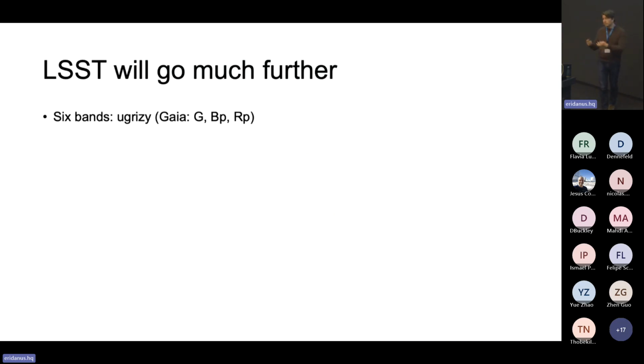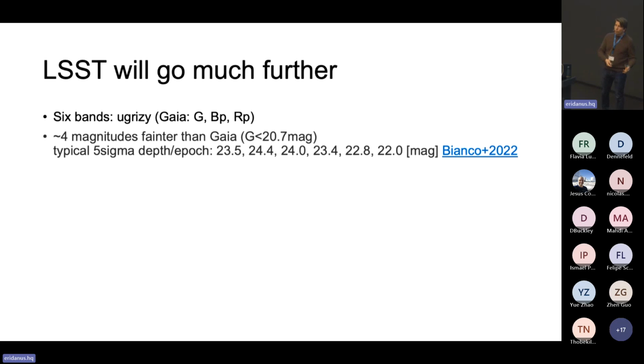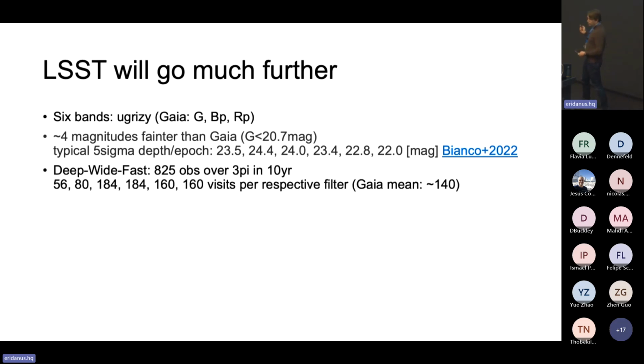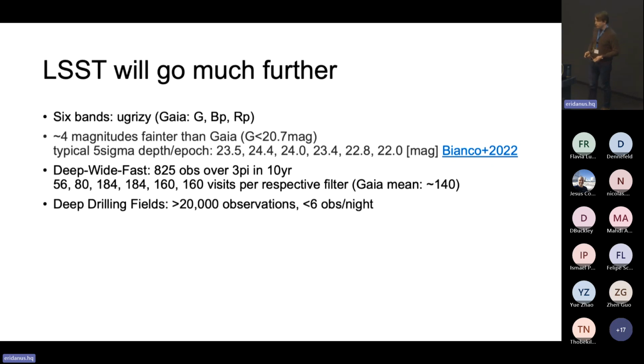It has 6 bands instead of just 3. It goes about 4 magnitudes deeper. Here are some numbers from Federica's paper. For example, in the Deep Wide Fast survey over 10 years, the distribution of visits in the different filters is given here. This compares quite well to the mean number of observations that Gaia does also in 10 years. So I just point that out here because we're really dealing with not too dissimilar numbers, apart from the fact that LSST, of course, goes much fainter.